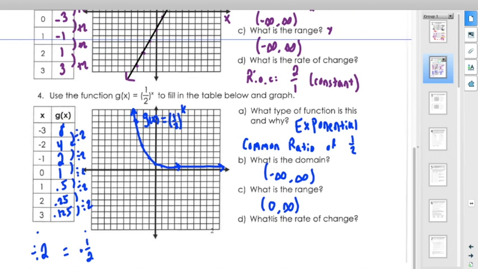Last piece. What is the rate of change? Well, the rate of change, we don't know. It's not constant. It's different for every interval. In other words, if I go from x equals -3 to x equals -2, my rate of change here, let's take a look, is -4. I'm going down from 8 to 4, so my rate of change is -4 over 1.